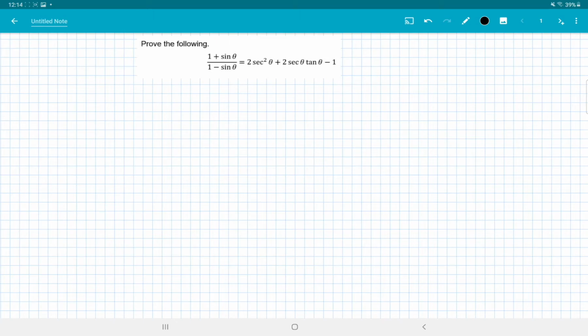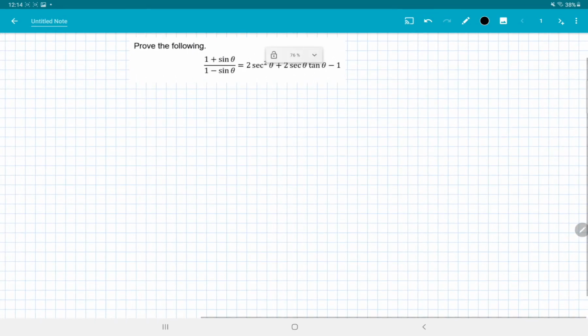So this equation, or this question rather, is asking to prove the left side to the right side. The left side, 1 plus sine theta over 1 minus sine theta. The right side, 2 secant squared theta plus 2 secant theta tan theta minus 1. So, tip number 1 for all trig proofs: get everything in terms of sine and cosine. I am a big fan of this strategy, and it's just worked well for me. It's definitely not required, but it would be my number one tip for students tackling these problems.